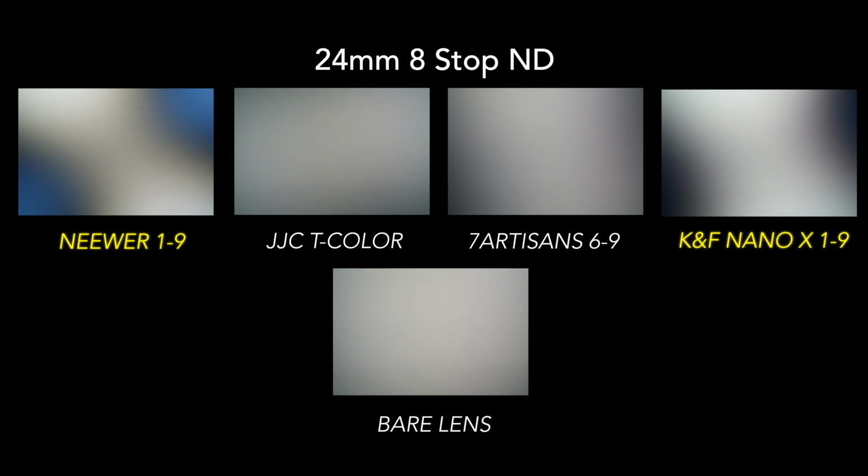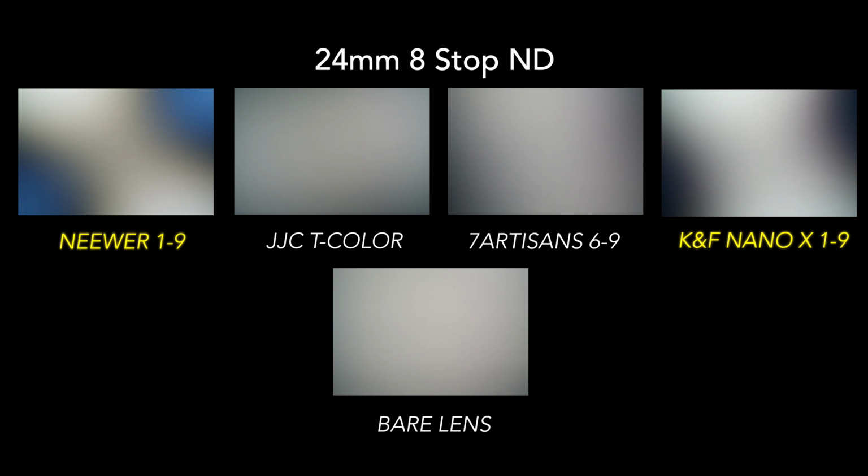Now, a lot of these systems are not only 1 to 5 stops, but they also have a 6 to 9 stop component of them. And I just wanted to show you how that was working. If we look at the Neewer 1 to 9 and the K&F Nano 1 to 9, those are both single filters that are trying to do a full 1 to 9 stops. And what you'll see the disadvantage of that is here at 24 millimeters and 8 stops, those are completely unusable.